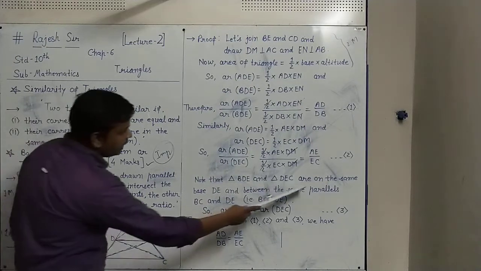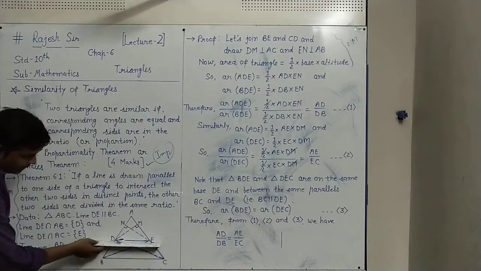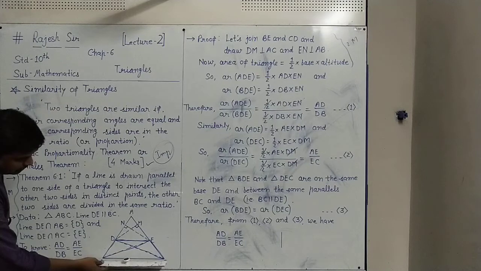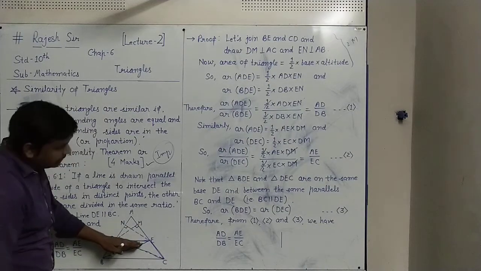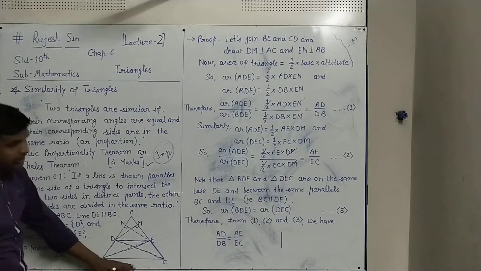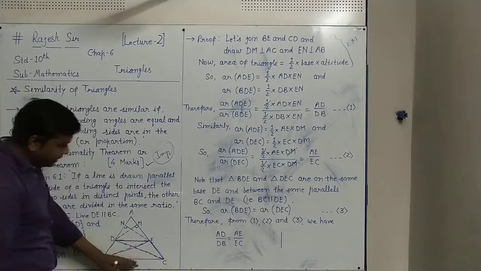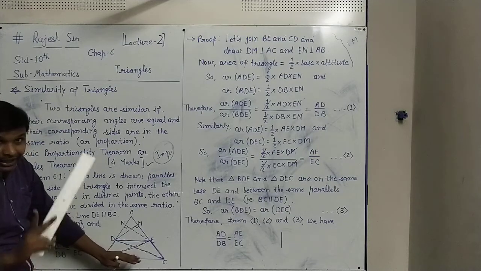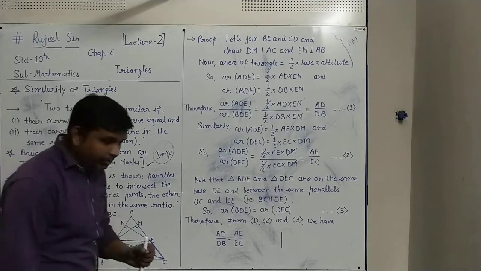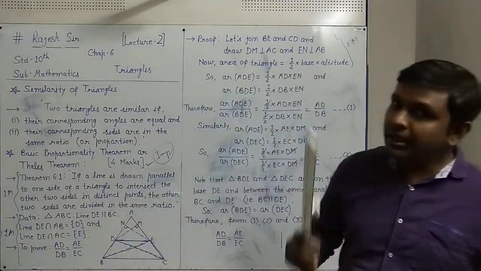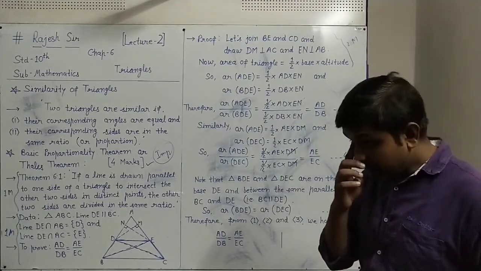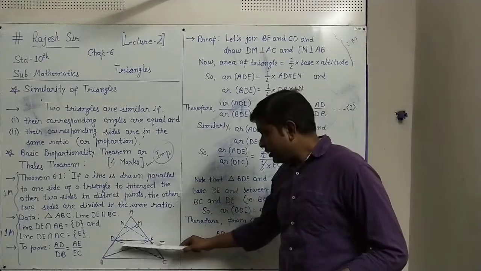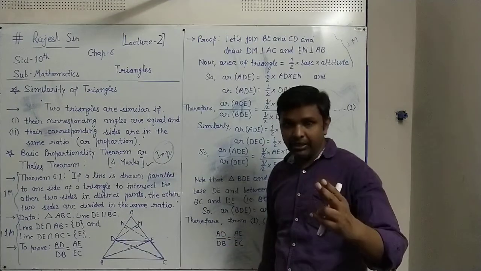Both are on the same base DE, and these two triangles are lying between DE and BC, and DE and BC are parallel, given. So they have the same base DE and are between the same parallels DE and BC. Between that, these two triangles are between the two parallel lines and have the same base. In the 9th standard we have seen, if two triangles have the same base and are between the same parallels, they have the same area.